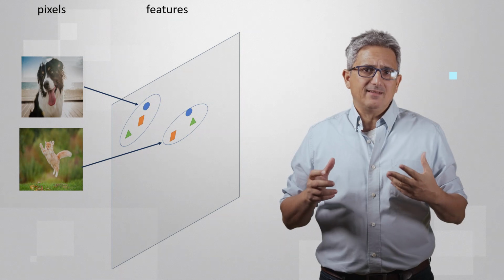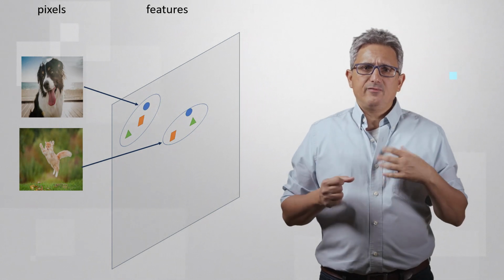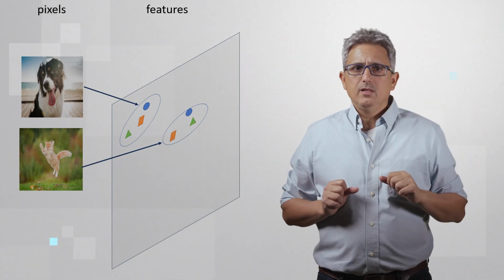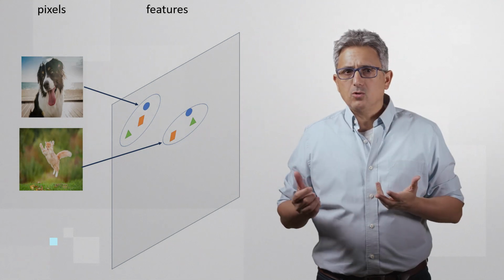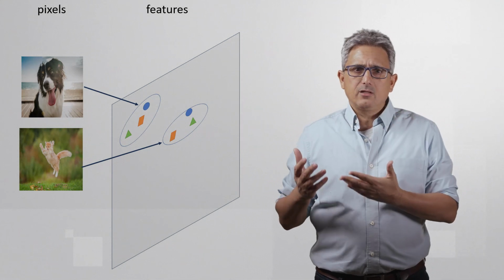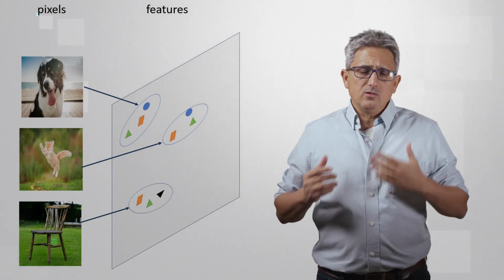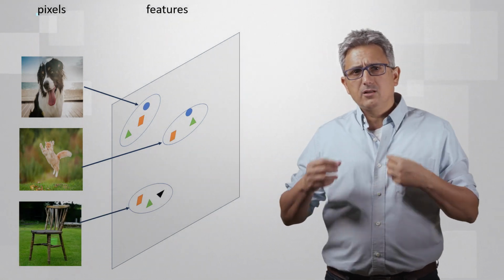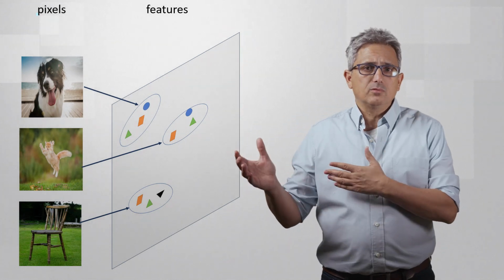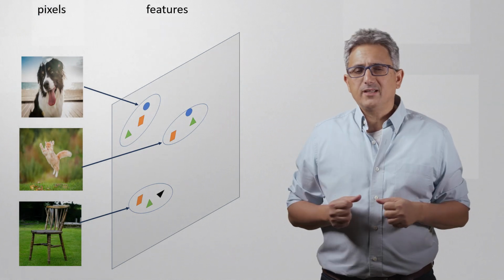For example, a cat and a dog both have the feature four legs, and the feature a tail, and so on. So they will be located close to each other on the feature or latent space. A chair also has four legs, so it will be closer to them than a boat. Again, just to demonstrate the concept.